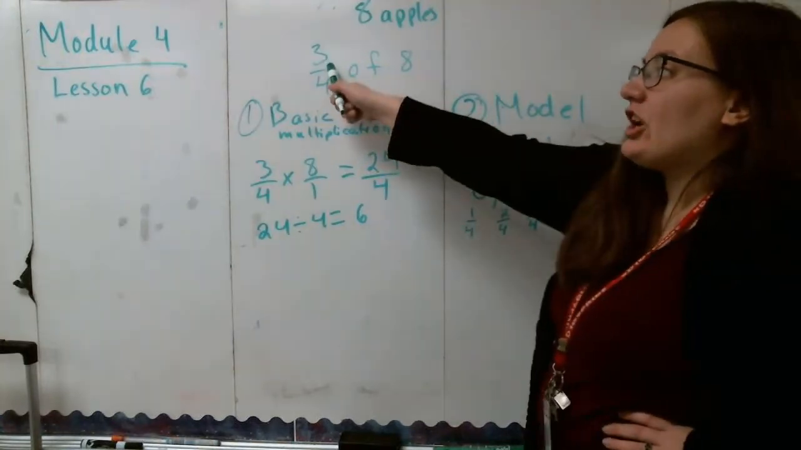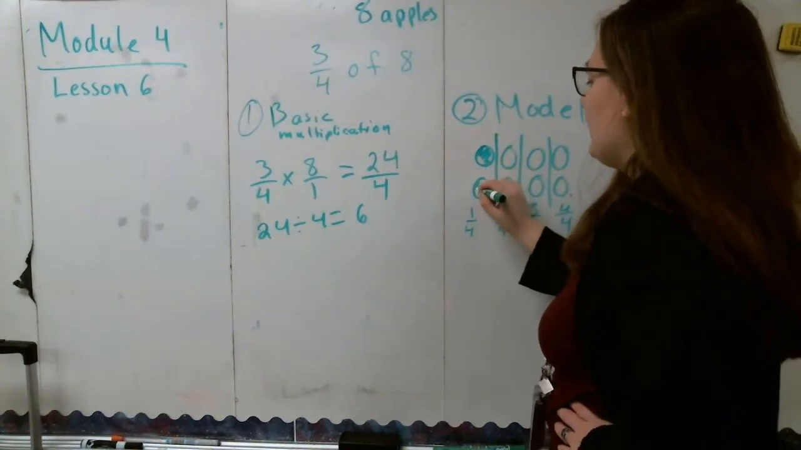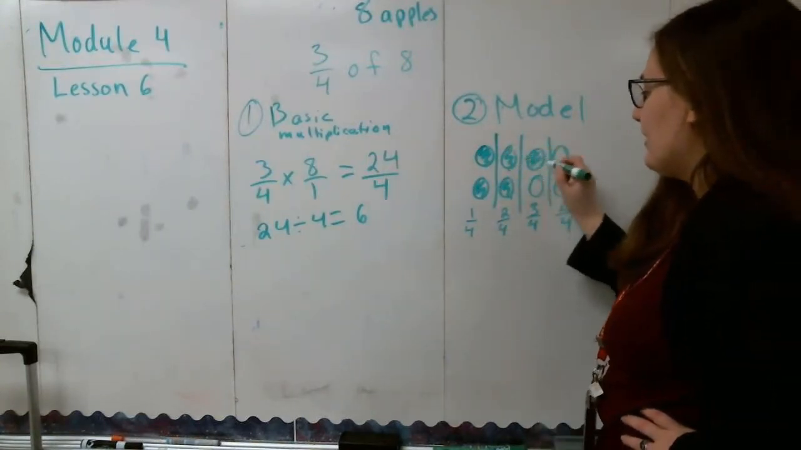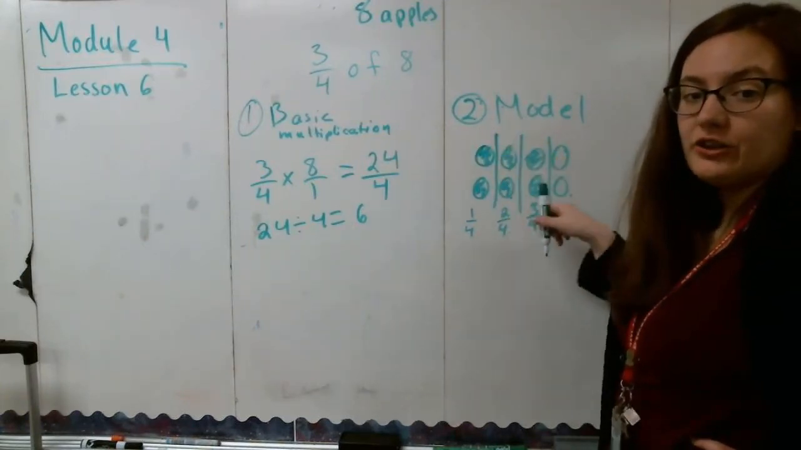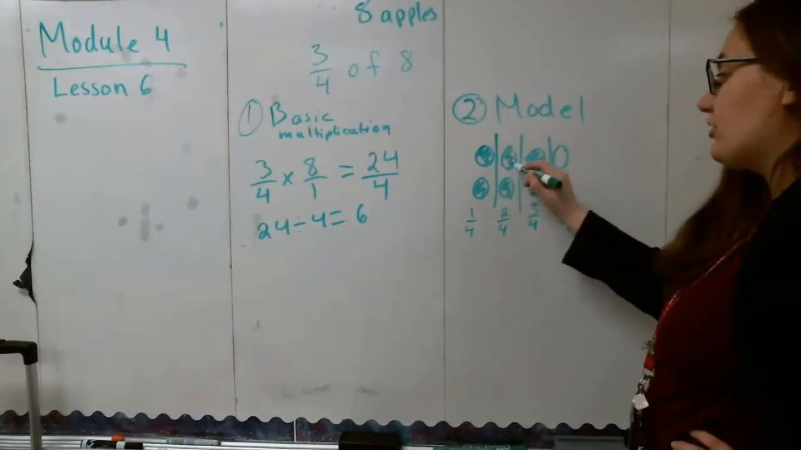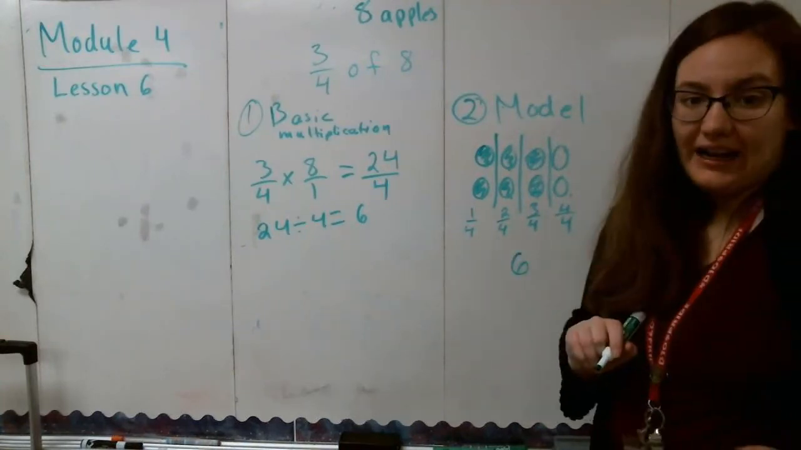Then I need to shade in 3/4. So I'm going to shade in 1, 2, 3, 4, 5, and 6. So I shaded in all of 1/4, I shaded in all of 2/4, and I shaded in all of 3/4, and that gives me 1, 2, 3, 4, 5, 6. So again, I get 6 as my answer.